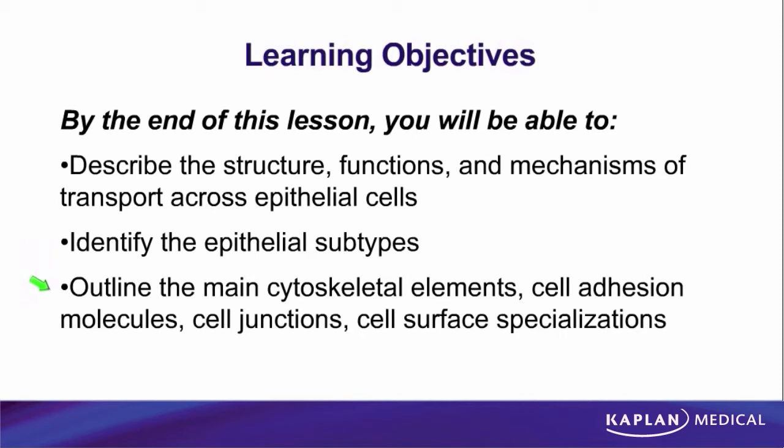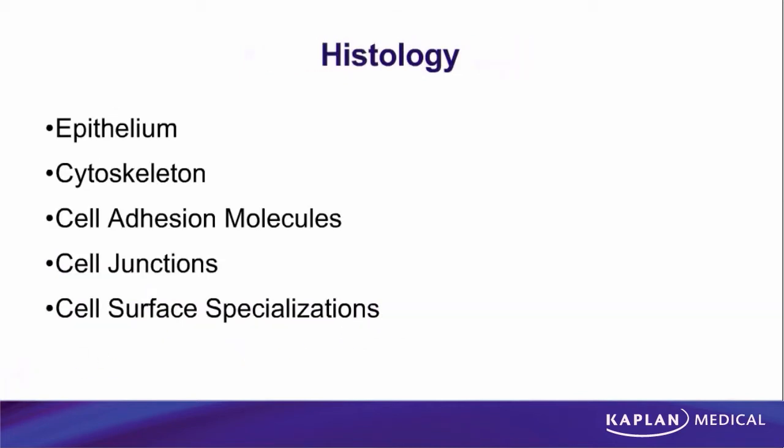Cell adhesion molecules are responsible for maintaining the integrity of cell attachment, then cell junctions and what their role is, and then cell surface specializations that help epithelial cells do their specific jobs. So we'll first look at epithelium, then cytoskeleton, then cell adhesion molecules, then cell junctions, and then cell surface specializations.